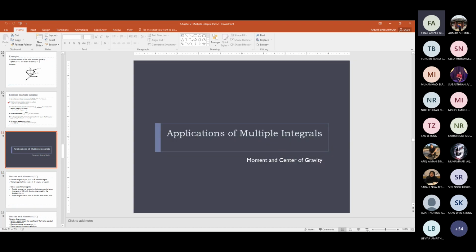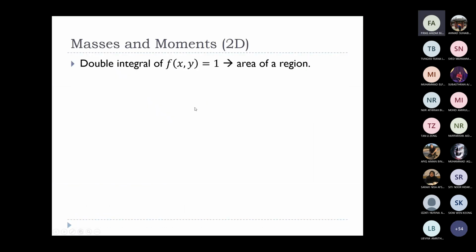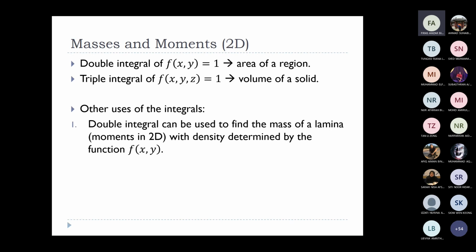So application of multiple integral. Today we are going to continue with the application of multiple integral, by which we are going to have the moment and center of gravity. Okay, so masses and moments in 2-dimension space, we will have double integral of function x and y equal to 1, by which you are going to have the area of a region. Okay, so the triple integral for the function x, y and z equal to 1, by which we will get the volume of a solid. Okay, so these are 2 applications of multiple integral.